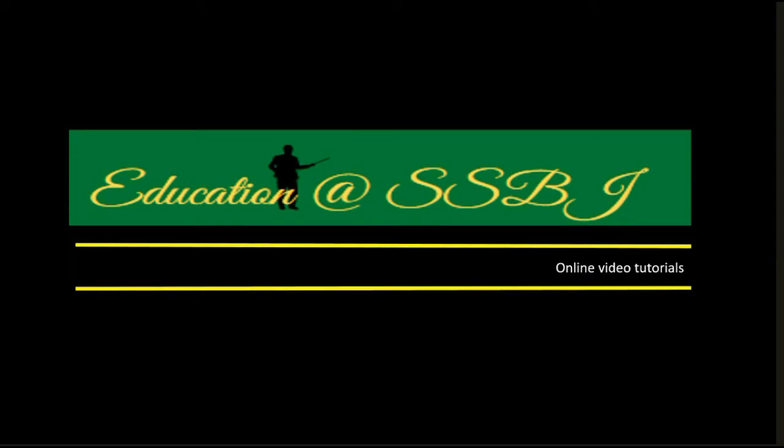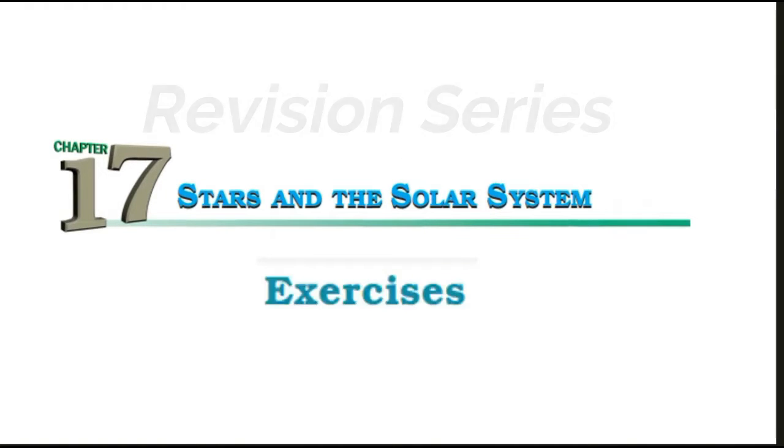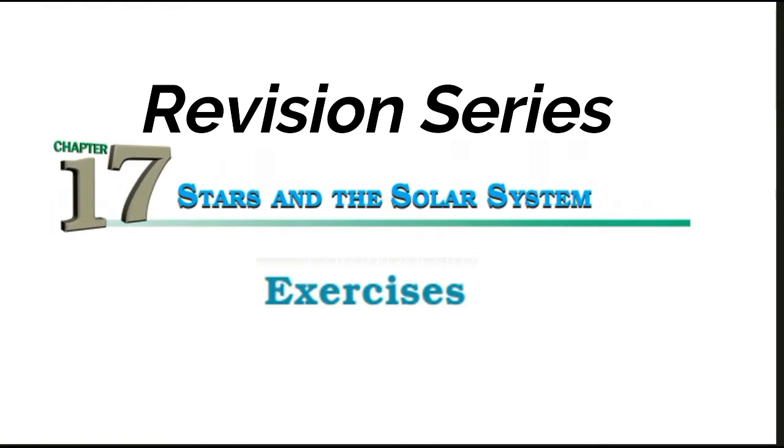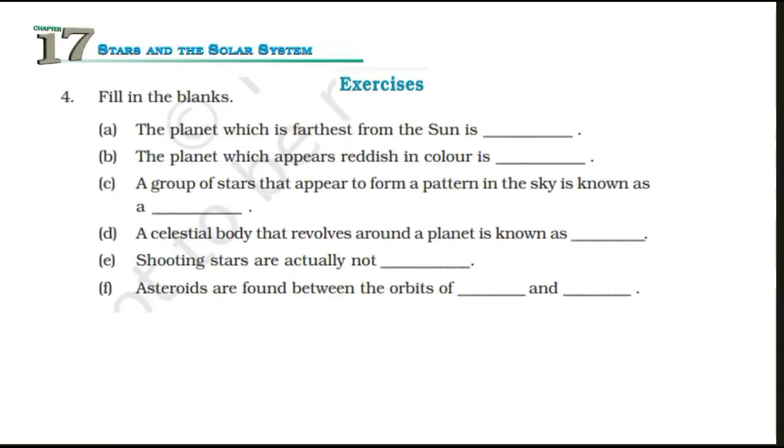We were in the chapter Stars and Solar System of Class 8th CBSE, and in the previous videos we have completed a few of the exercise questions. We'll continue with the remaining set of exercise questions. Please refer to the previous video to continue this session. Now the next question is fill in the blanks. The first one is: the planet which is farthest from the sun.